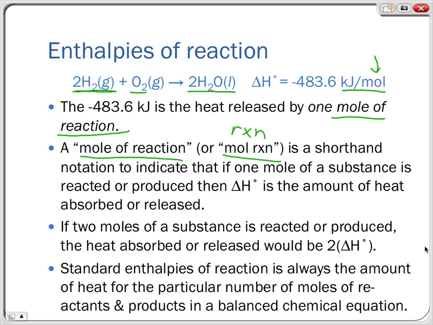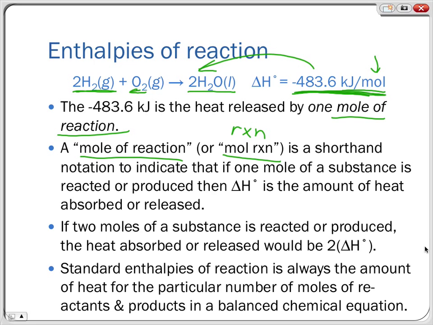And so since delta H is 43.6 kilojoules per mole for this particular reaction, it would mean that if we were to use up 1 mole of O2, this would give off 43.6 kilojoules of energy. On the other hand, if we had 2 moles of oxygen that were produced here, it would release twice that. 43.6 times 2 would be the amount of energy in kilojoules released by this particular reaction. So standard enthalpy of a reaction is always the amount of heat for the particular number of moles of reactants and products in the balanced chemical equation. So that's sort of how that works here.